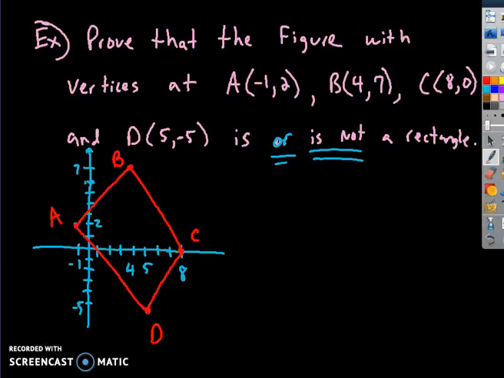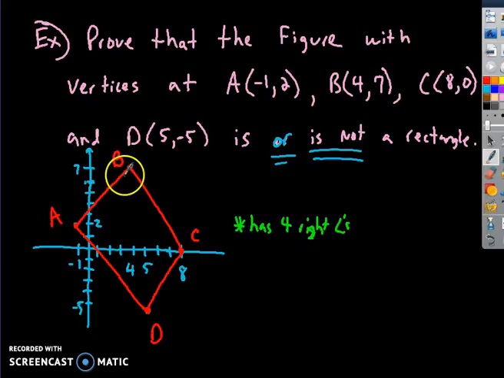I don't have graph paper, so none of this is really to scale, so it doesn't really look like a rectangle. But we're going to assume that it looks better than this. So what must be true about rectangles? You've got to know some theorems about rectangles. If it is a rectangle, what's one fact you probably know? It has to have 4 right angles. That's one thing that has to be true if it's a rectangle.